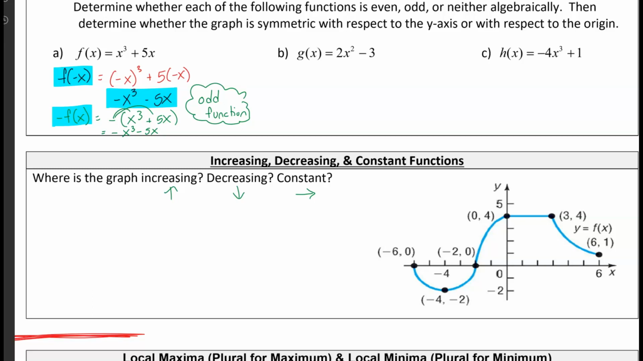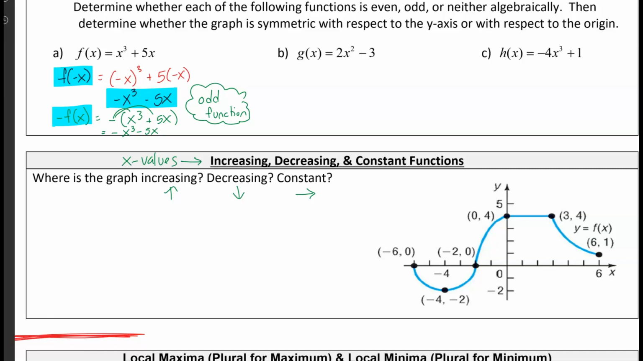Now, going up, going down, or remaining the same refers to the y values. So the y values are changing there, right? What this is asking for is what x values give you those increasing, decreasing, or constant values. So anytime it's asking for increasing, decreasing, or constant, it's actually asking for the x values that output these increasing, decreasing, or constant sections of the graph.